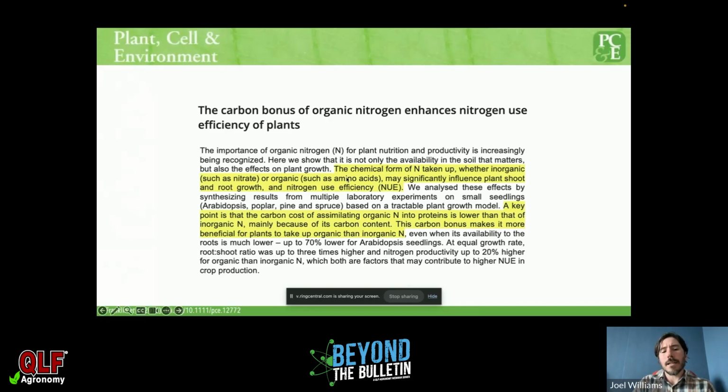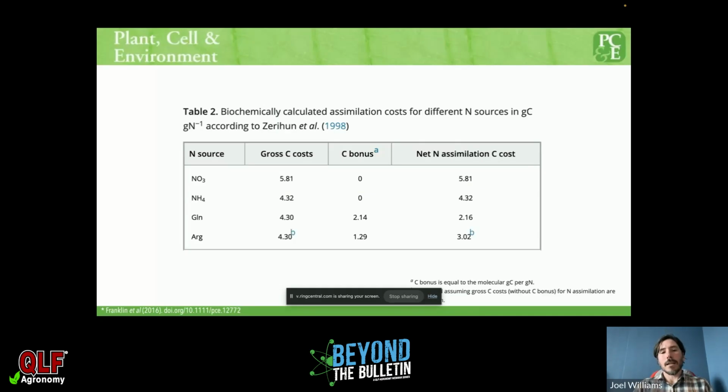The key point here is that the carbon cost, or the energetic cost, of assimilating those already organic nitrogen forms and finishing the job into proteins is lower than that of those inorganic forms that have more steps in the chain. It is particularly because the organic forms are further up the metabolic pathway, but they also contain carbon embedded in them already. And it is that carbon bonus that makes it more beneficial for plants to take up organic versus inorganic nitrogen. So let's do some carbon economics and break this down in detail here.